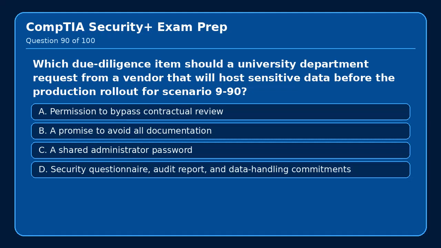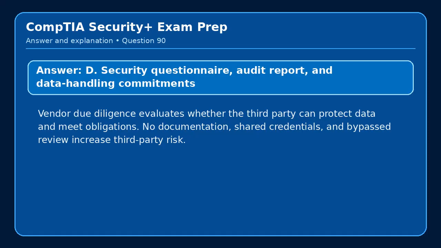A. No logging requirement. B. Unlimited anonymous access. C. Right to audit. D. Permanent waiver of review. Take a moment to choose your answer. The answer is C. Right to audit. A right to audit clause allows the organization to assess or verify vendor controls according to the agreement. Anonymous access, no logs, and review waivers reduce oversight.